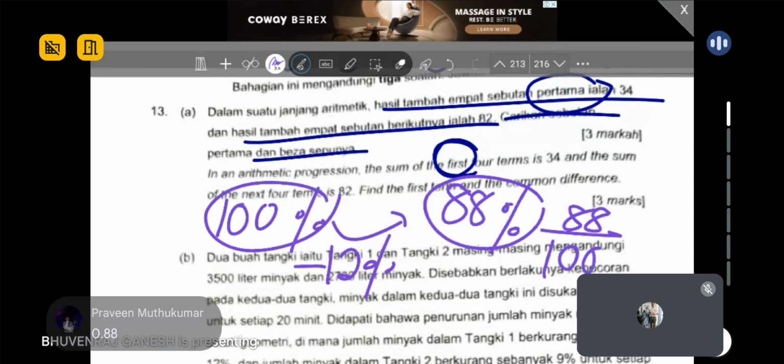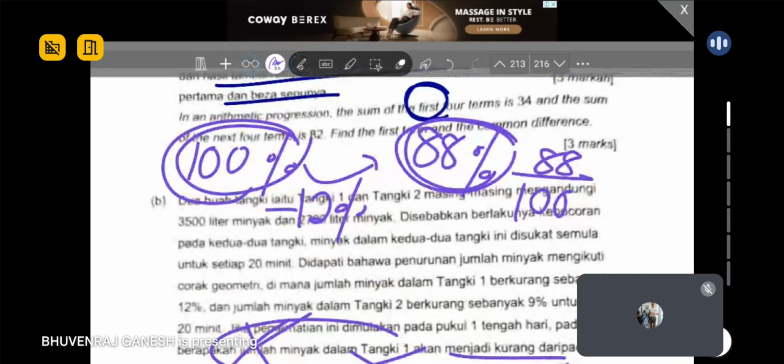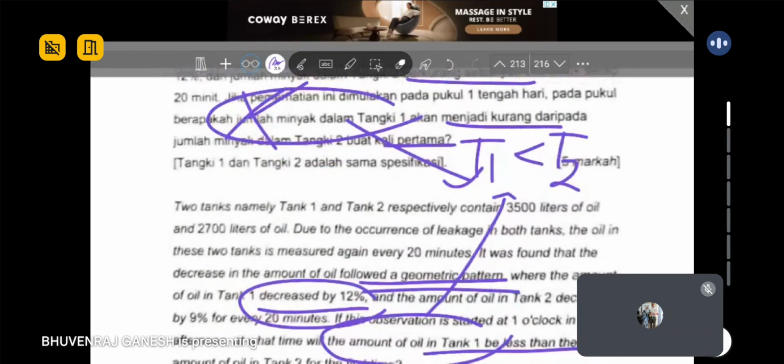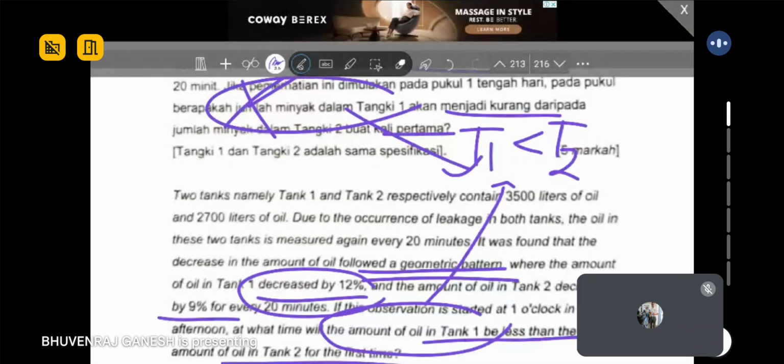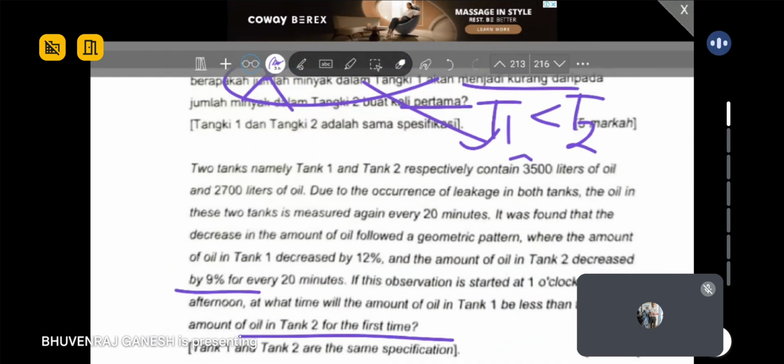You guys see? So don't just direct see berkurang 12%. That is your common ratio. Wrong. You must see the second term compare to the first term. Okay, kena bandingkan yang kedua dan pertama. Then only you will get the answer. Okay? You try again. Second tank. They say second tank berkurang sebanyak 9%, reduced by 9%. So may I know what is the common ratio now? Second situation. Logic. So what is your answer?